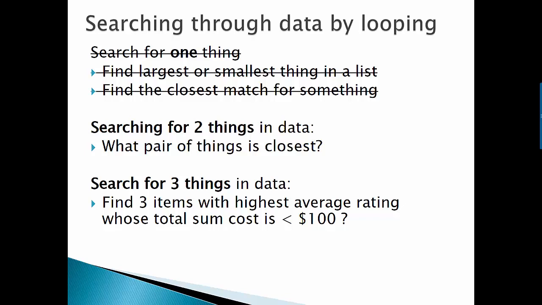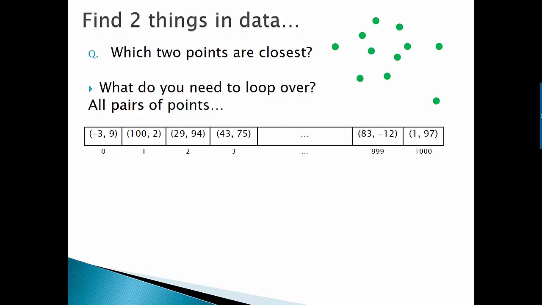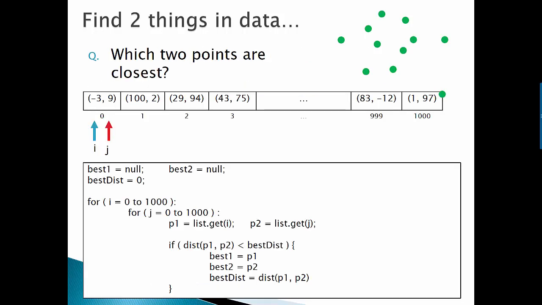What if we're looking for pairs of things or trios of things? What if we're looking for larger numbers? So this is the practical skill that I talked about of using nested loops. Back to the not very interesting example, we've got this same list of points, but this time I want to know which 2 points in the list are closest to each other. So you might imagine a solution that looks something like this.